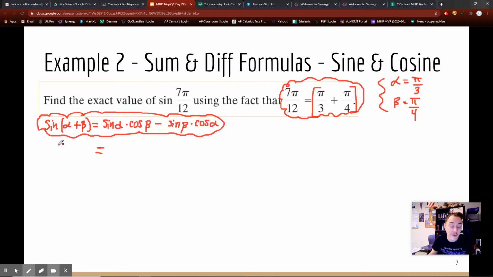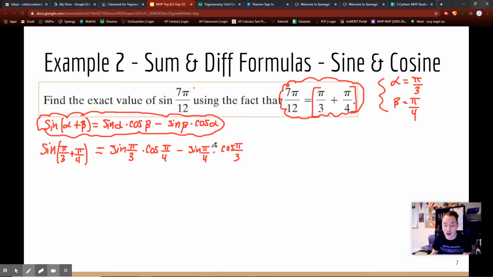So let's actually get into this. What do I want to find? I want to find sine of pi all over 3 plus pi all over 4, because when I add them together, I do get sine of 7 pi all over 12. So what's my alpha? Sine of pi over 3 times cosine of beta, pi all over 4. And then sine of beta, so sine of pi over 4. So just switch them: cosine of pi all over 3. So that's what it looks like with the formula all written out.